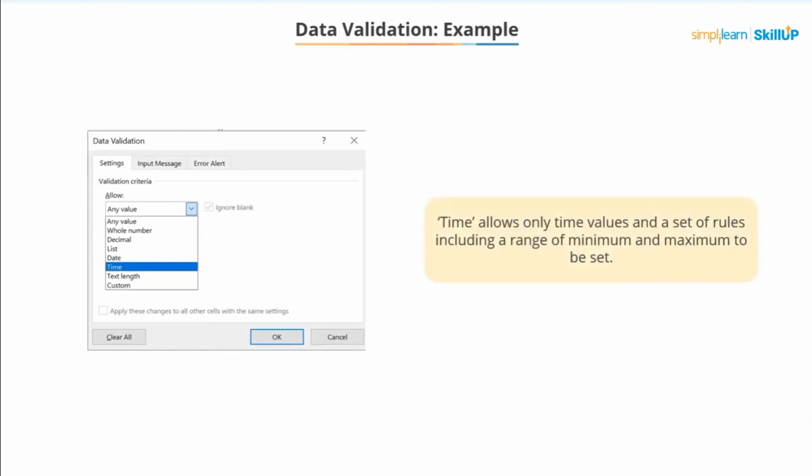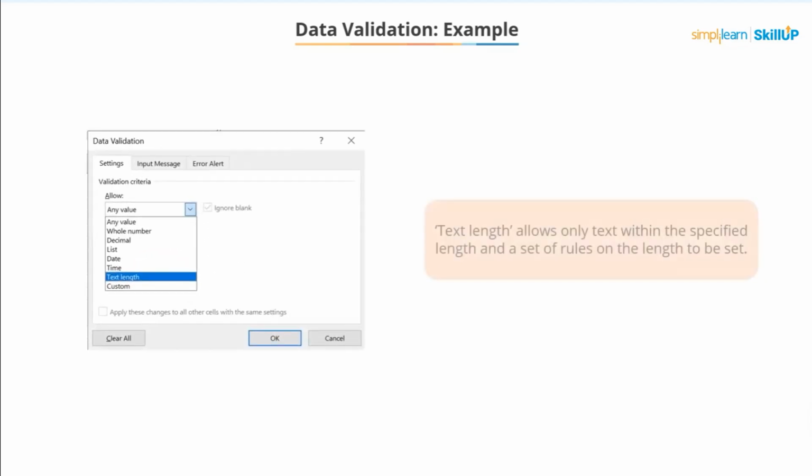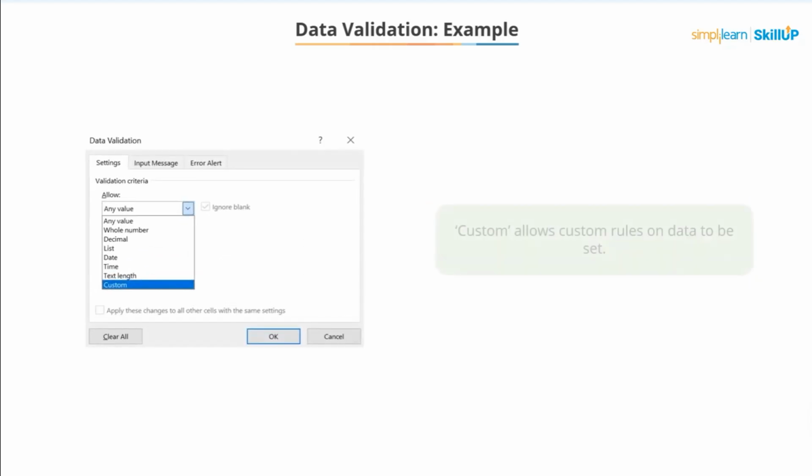Let us now learn about time. This validation criteria allows only time values and a set of rules, including a range of minimum and maximum to be set. Let us now learn about text length. In this criteria, only text is permitted within the specified length and a set of rules on the length to be set. Finally, let us know about custom. In this criteria, custom rules on data can be set.